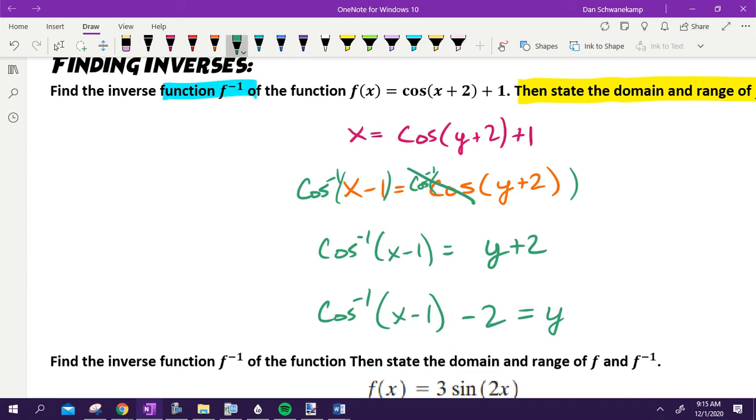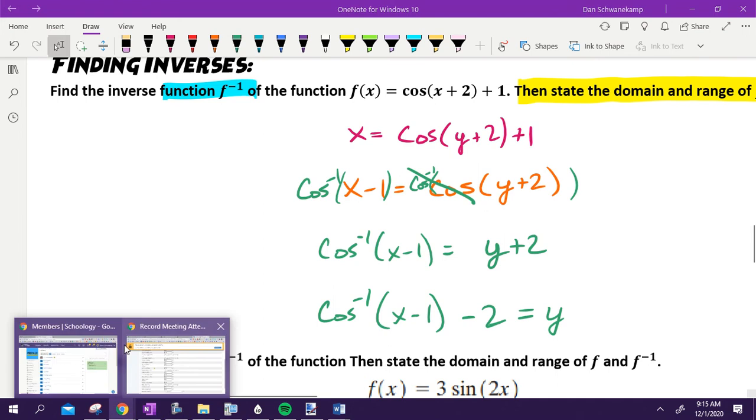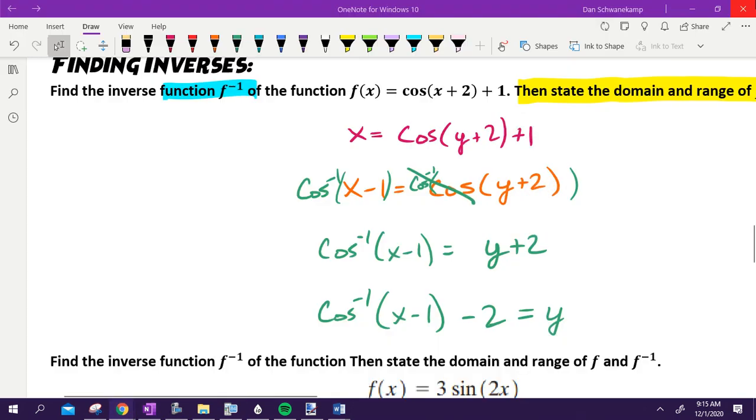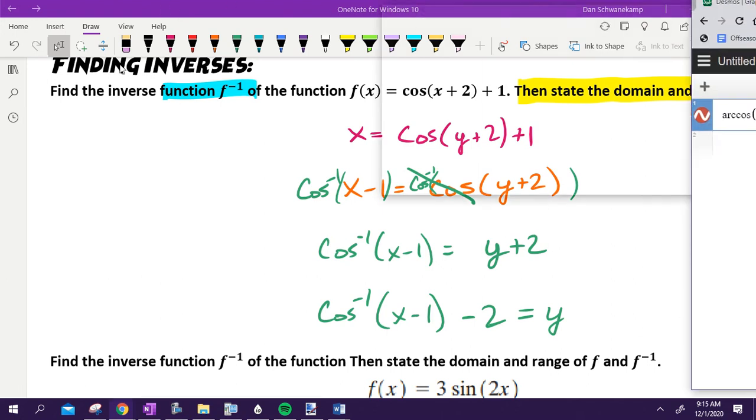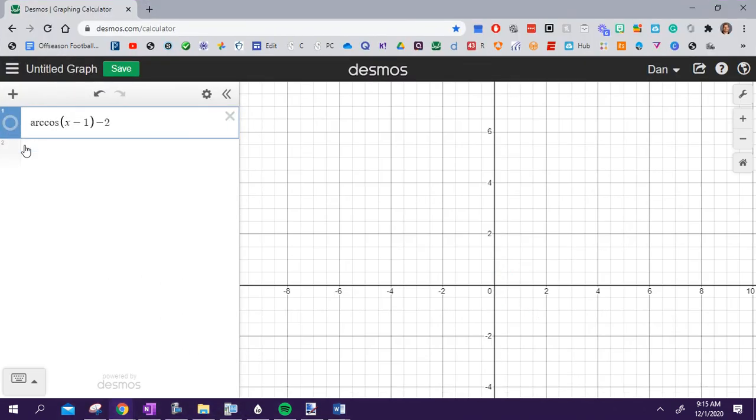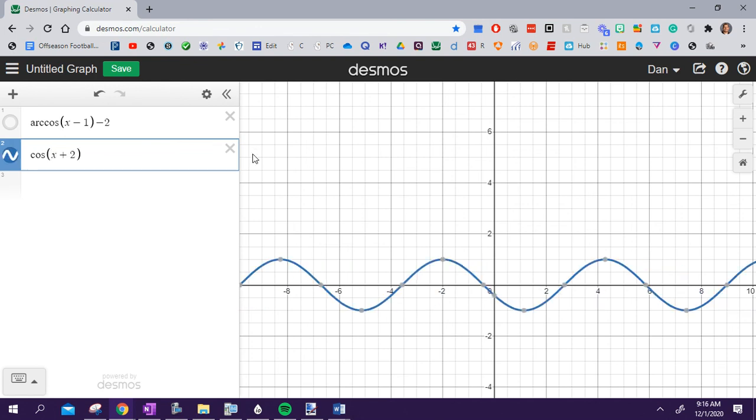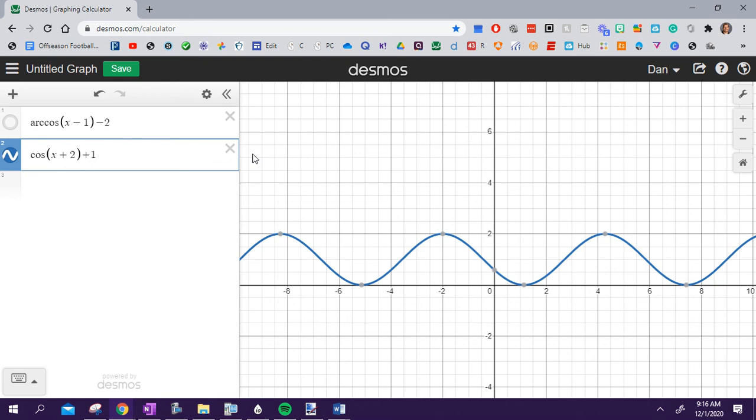Let's just look at the domain and range. I'm not going to make you solve it. It gets kind of bad. It's a little bit harder than you want it to be when we graph this thing. So originally, what did we say? It was cosine of x plus 2, and then it was minus 1, or plus 1. There's my original graph.